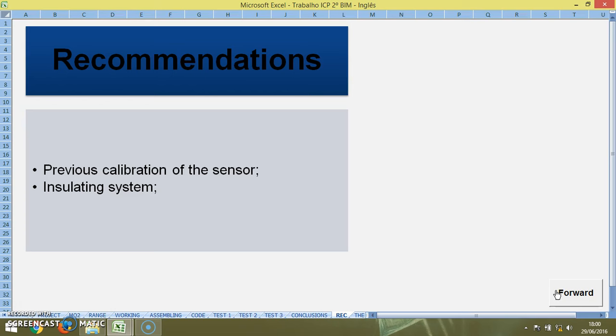Recommendations. For future experiments, in order to improve the precision of the measured values and expand the possibilities of the sensor application, we recommend previous calibration of the sensor using a preheater and a resistor to adjust the low resistance levels. Another factor that should be observed is the closed system in which the test takes place, where a properly insulated system should be applied in order to minimize the effects of interference on the values measured by the sensor.